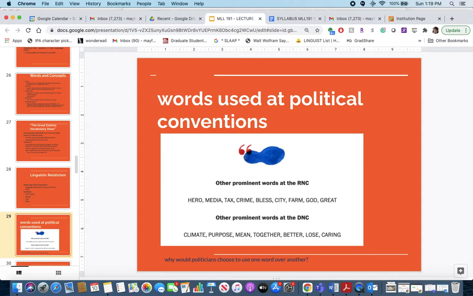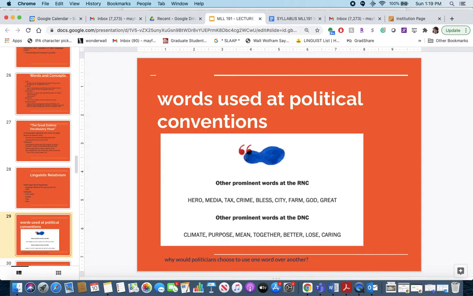So why would they say these words? Why would they choose to use these words over, for example, the Democratic National Convention in 2020? They used words like climate, purpose, mean, together, better, caring, right?